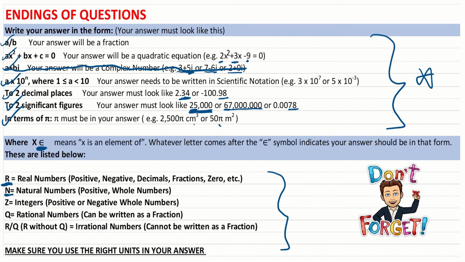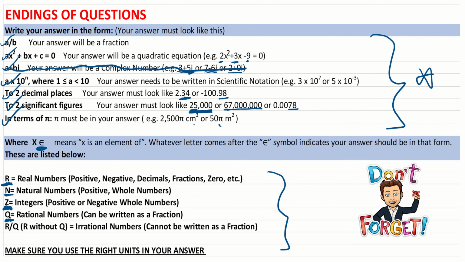If x is a natural number, it's just your positive whole numbers, and that starts at 1, so it's like you're counting numbers 1, 2, 3, 4, 5 all the way up to infinity. If x is an element of Z, Z are your integers, and that can be positive or negative whole numbers, and also 0 as well, so 0, 1, 2, 3, 4, 5, but also -1, -2, -3, and all the way back.